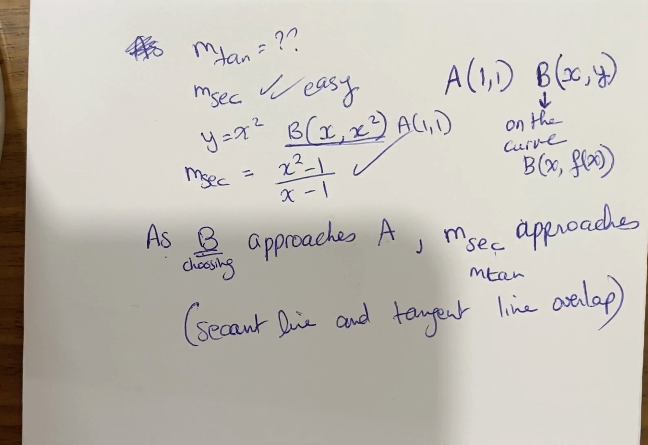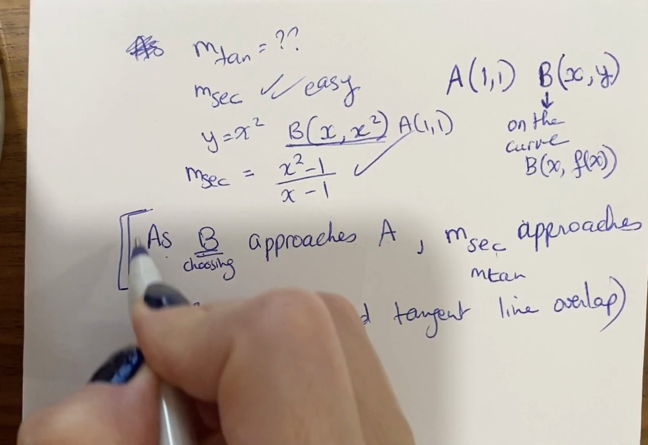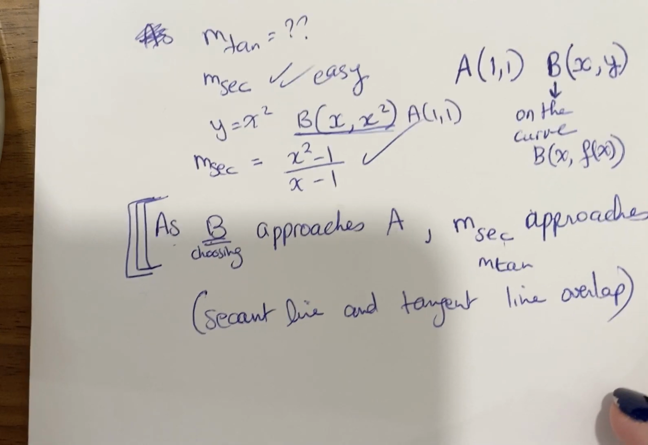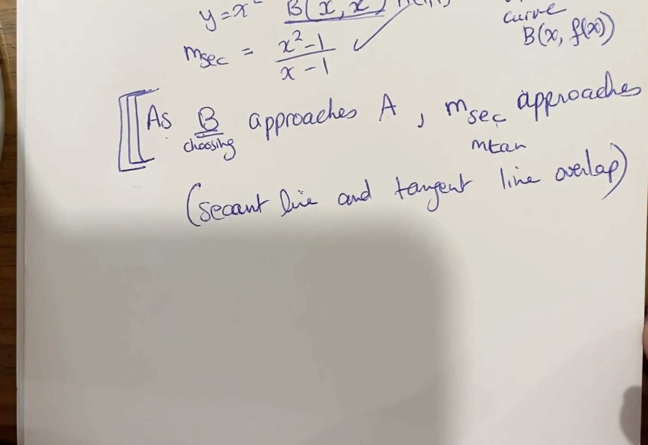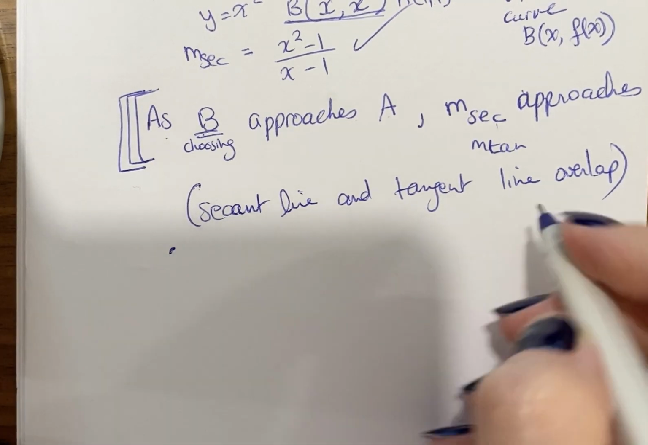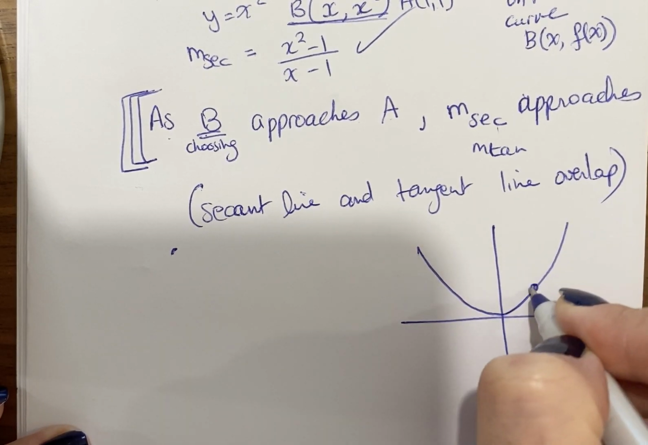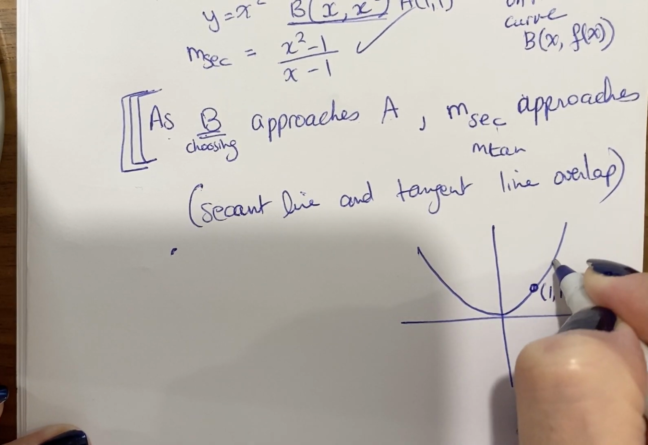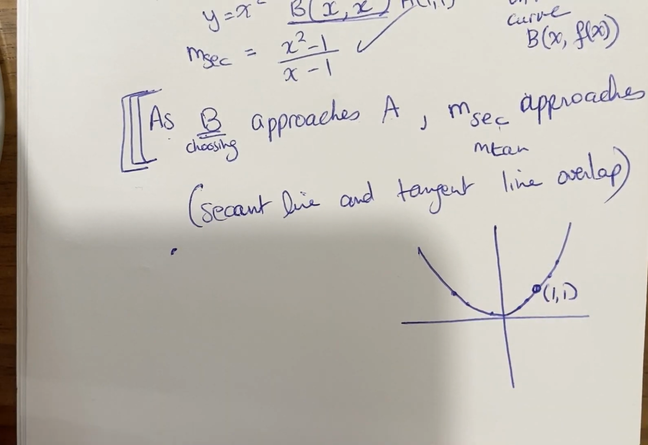They overlap. Great. Let's analyze this mathematically now. What does it mean for B to approach A? When would B approach A? B would approach A as a point on the curve. So A is a fixed point. B is a point on the curve. It can be anywhere you imagine, right?